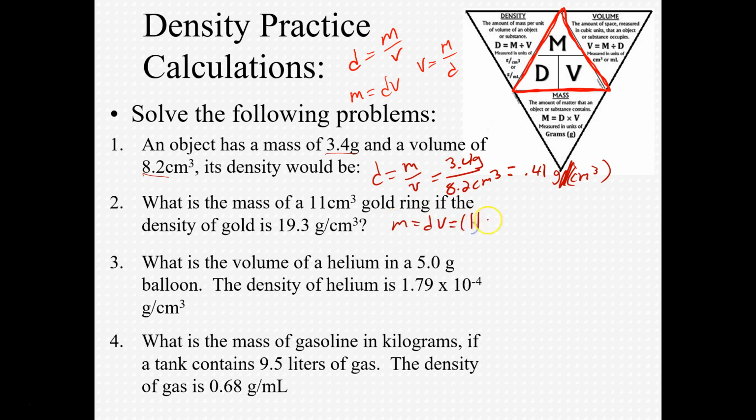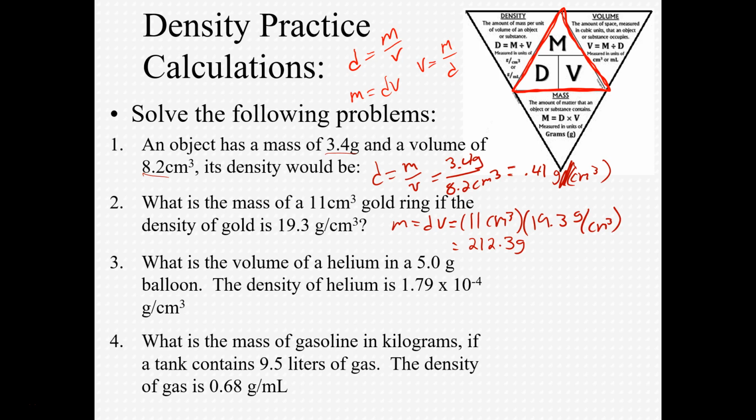So in this case, we would take 11 centimeters cubed times 19.3 grams per cubic centimeter. And we find out that we have a mass that is equal to 212.3 grams. Holy cow, that is a lot of gold. I like that though. I would be pretty excited if someone gave me 212 grams of gold.